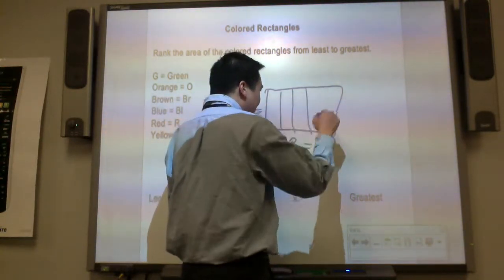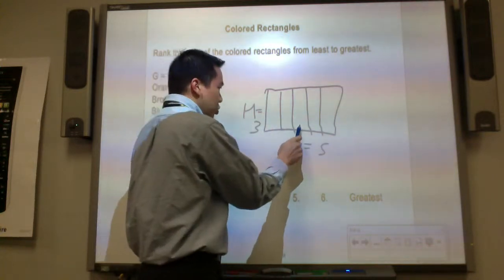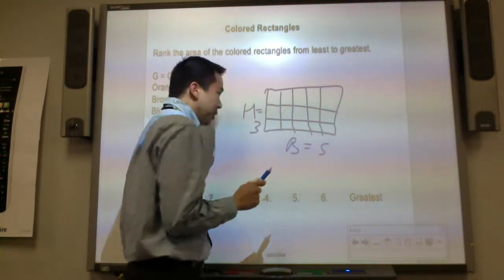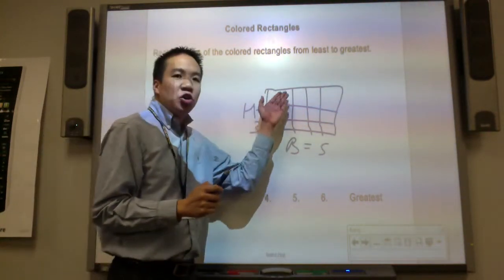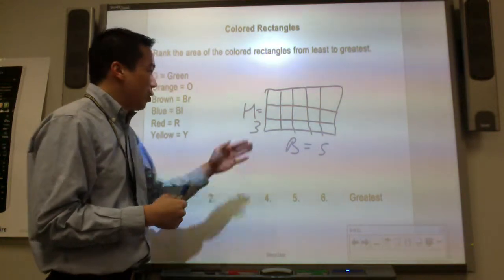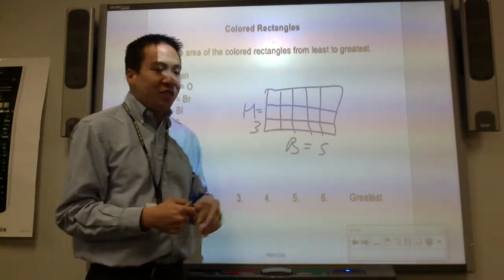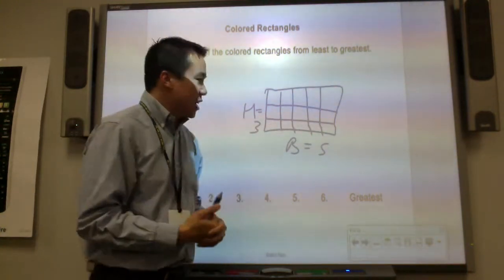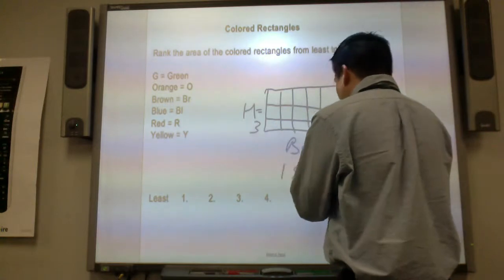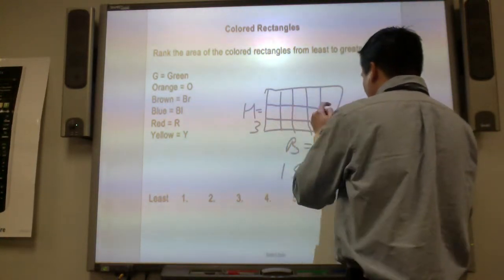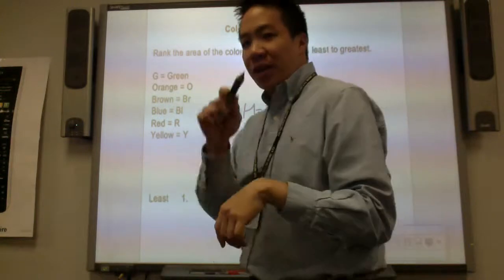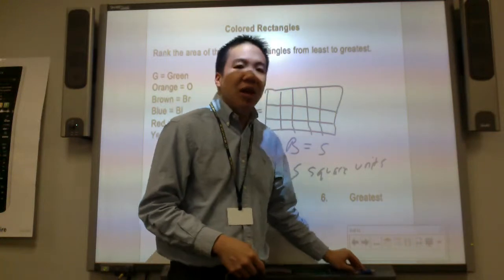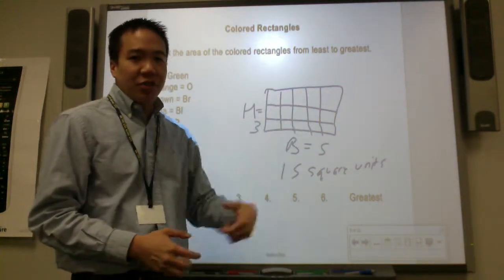The base has 5 units. 1, 2, 3, 4, 5. The height has 3 units. 1, 2, 3. So how many square units do you see in this rectangle? I see 3 times 5 is 15. 1, 2, 3, 4, 5, 6, 7, 8, 9, 10, 11, 12, 13, 14, 15. That's why it's 15 square units. That's why we put the little 2. So that's why we multiply base times height or length times width to find the area of a rectangle, and here's a physical picture of it.